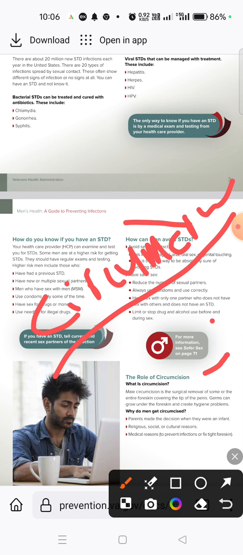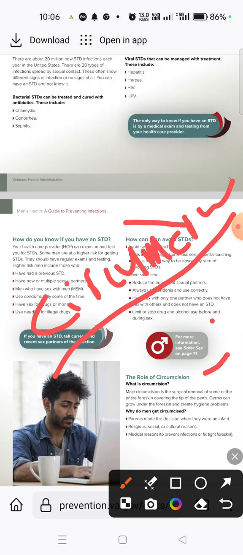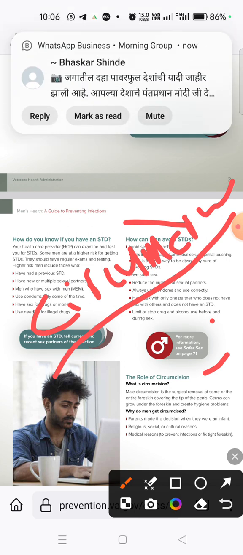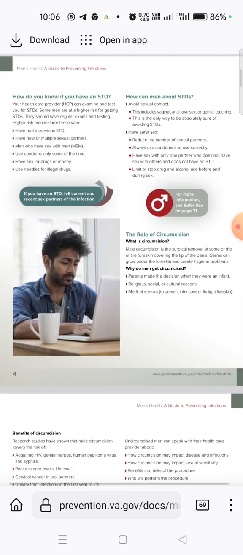First of all, male circumcision is the surgical removal of some or all of the foreskin covering the tip of the penis. Germs can grow under the foreskin and create hygiene problems. In most cases the foreskin is removed in the infant stage. Why do men get circumcised? Parents make the decision when they have infants, for religious, social, or medical reasons, to prevent infection. There are various reasons.